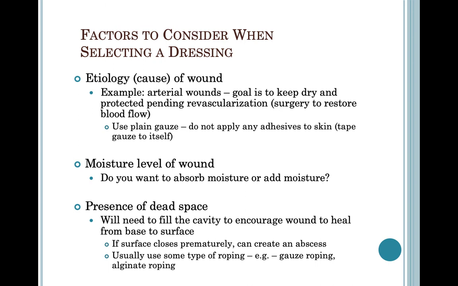If there is dead space, like we saw with the picture of the undermining, that dead space needs to be filled in through the choice of the dressing so that the wound is encouraged to heal from the base of the wound to the surface. The problem with undermining and other types of dead space is that if the surface of the wound closes prematurely before it has a chance to fill in from the base, the hole that exists underneath the surface of the skin can collect fluid and bacteria, and the person can either get a systemic infection or that wound may form into an abscess. And you can see dehiscence, or the wound bursts again.